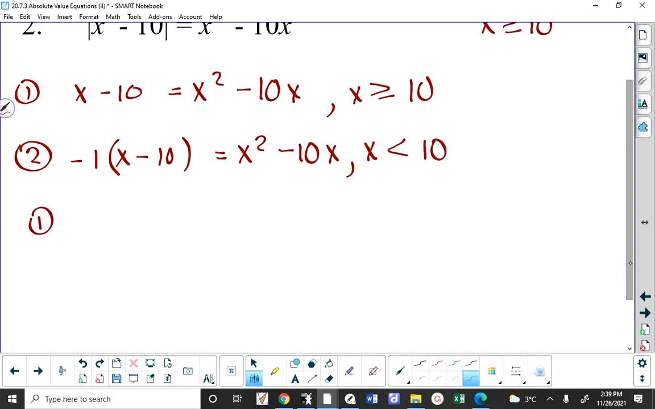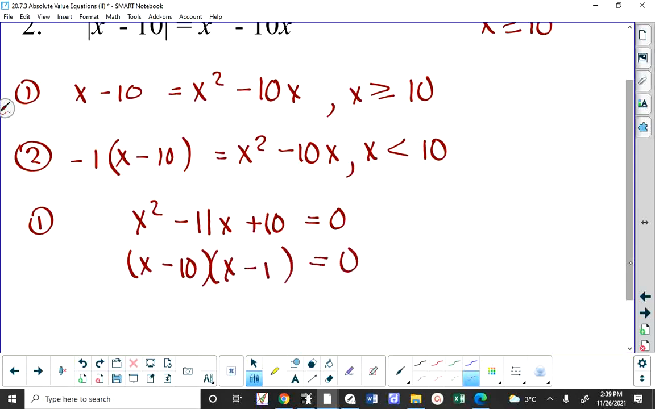It's quadratic, so I'm going to zero the equation by moving everything to the side that has that x squared on it. And I will have x squared minus 11x plus 10 equals 0. Which factors into x minus 10 and x minus 1, because we're saying what two numbers multiply to give 10 and add to give negative 11. Which means x equals 1 and x equals 10.